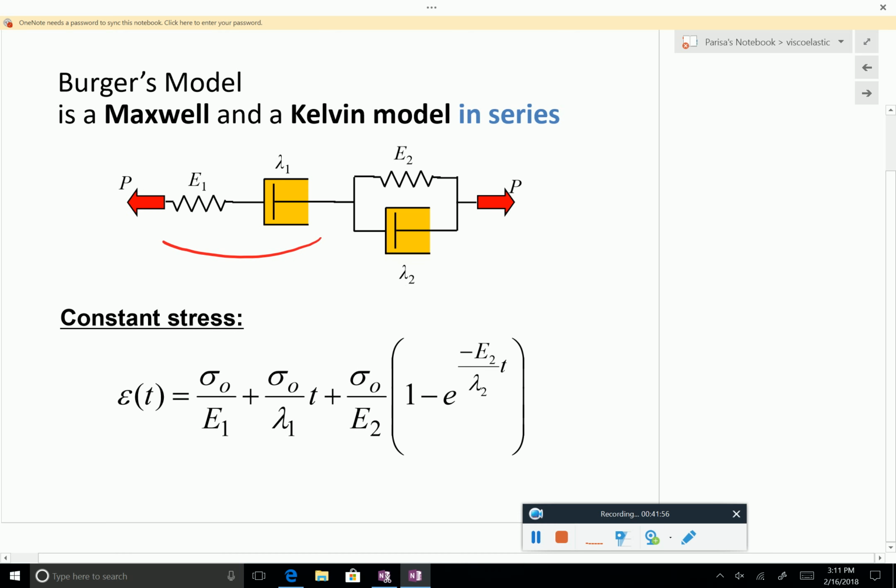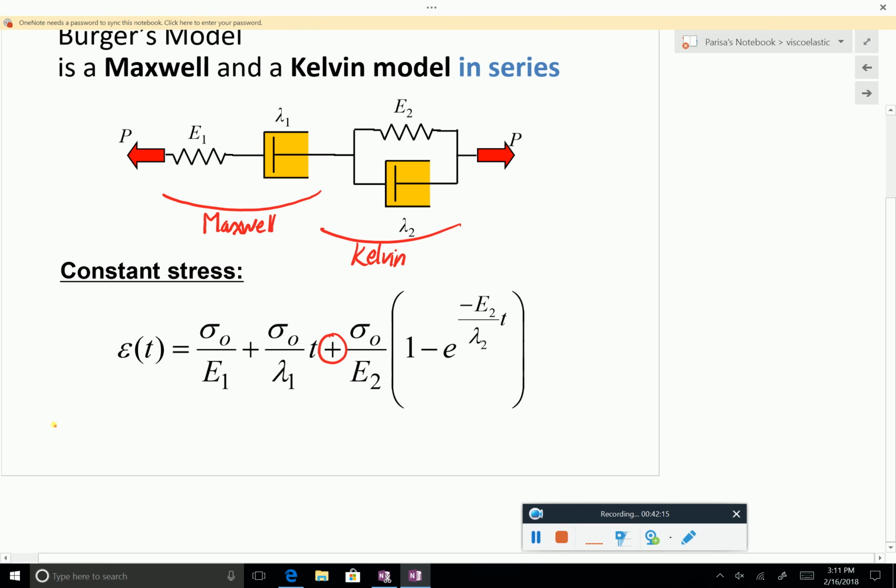So Maxwell, Kelvin, in series. That's why you sum them up. How many model parameters do we have? Someone else? 4, thank you. And these are?